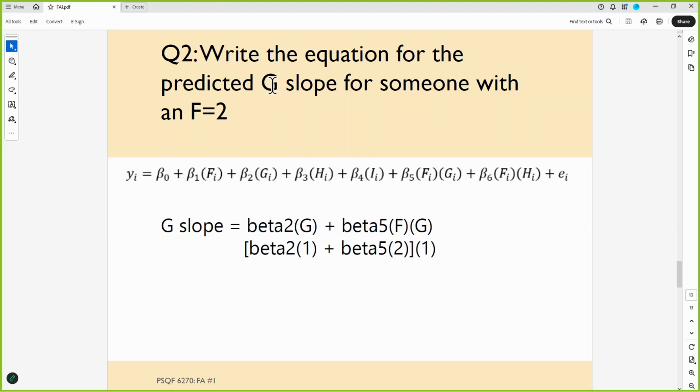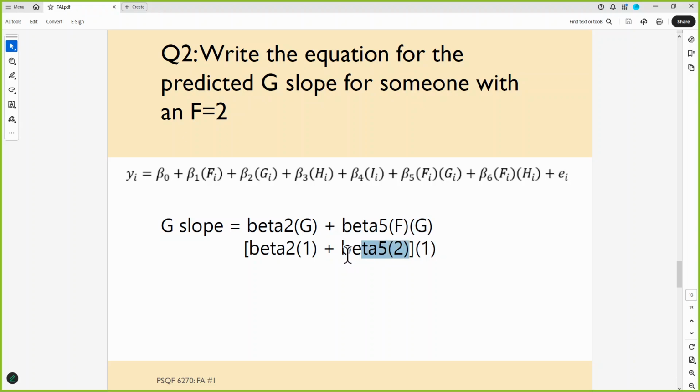So, in this specific case, for example, what's the GS slope for someone with an F equals 2 having this model as reference? We know that the GS slope, not the predicted value, but the slope, okay? The GS slope is here, B2, and then here, B5. So then we take these terms, we factor out, in this case, G.